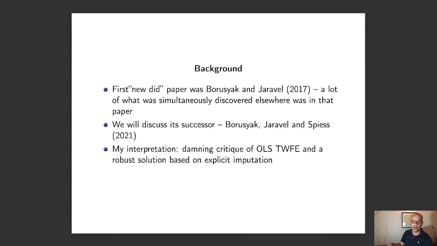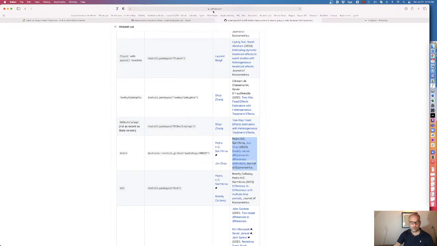So a little background. The very first paper in the renaissance of diff-in-diff, if you want to call it a discrete change in the diff-in-diff literature, is the Kirill Borusyak and Xavier Jaravel paper from 2017. Let's just look at it real quick. This paper was the very first one.